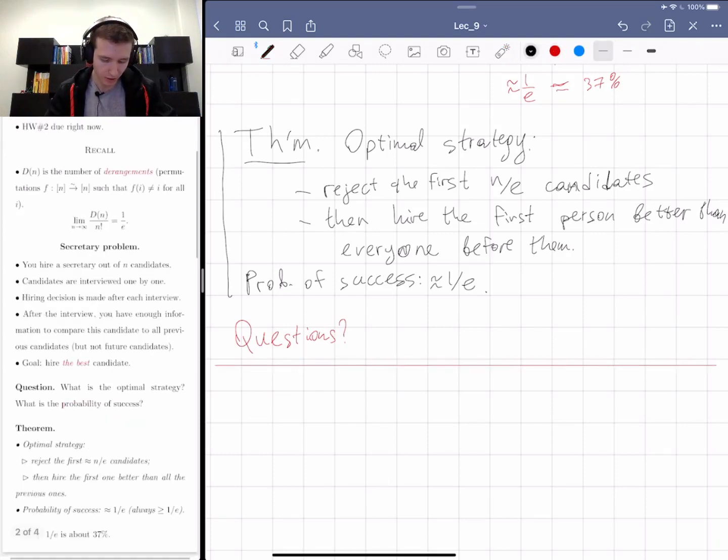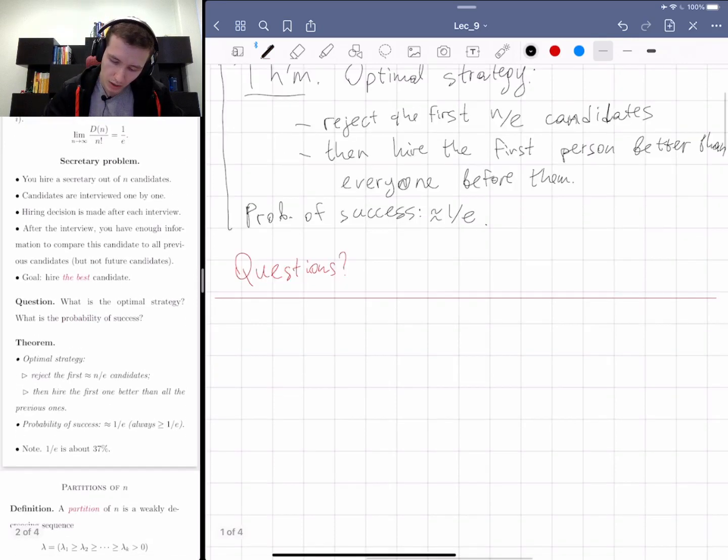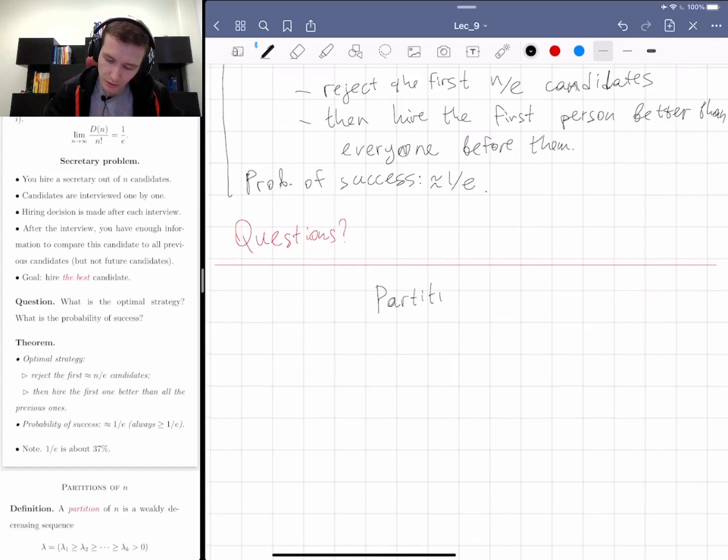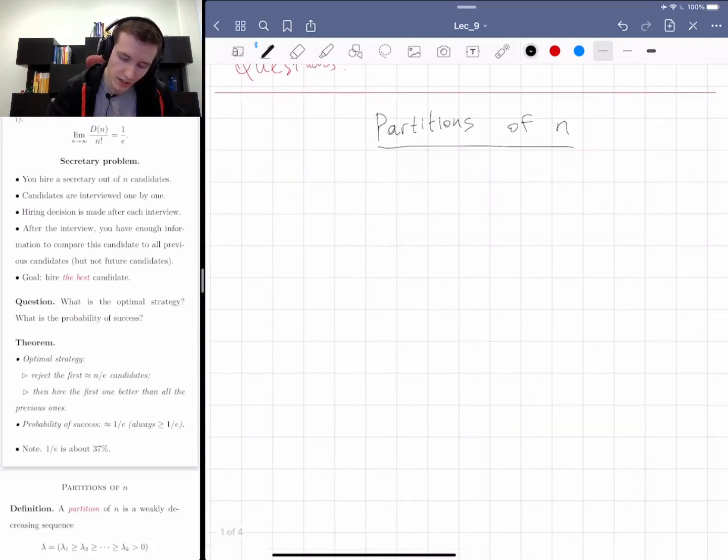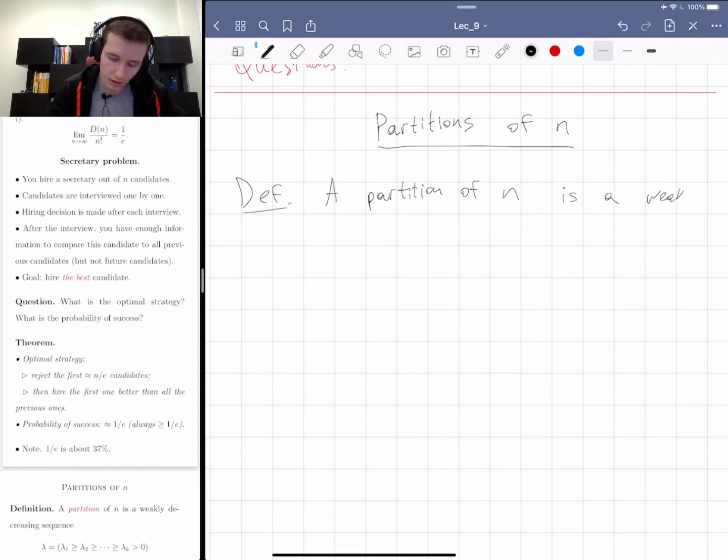And now I'm going to talk about partitions. Previously I talked about set partitions, partitions of a set, but now I'm going to talk about partitions of a number, which is something we've seen already in the first lecture a little bit. So a partition of n is a non-increasing, weakly decreasing sequence lambda 1 greater or equal to lambda 2, etc., all the way up to lambda k of positive integers.